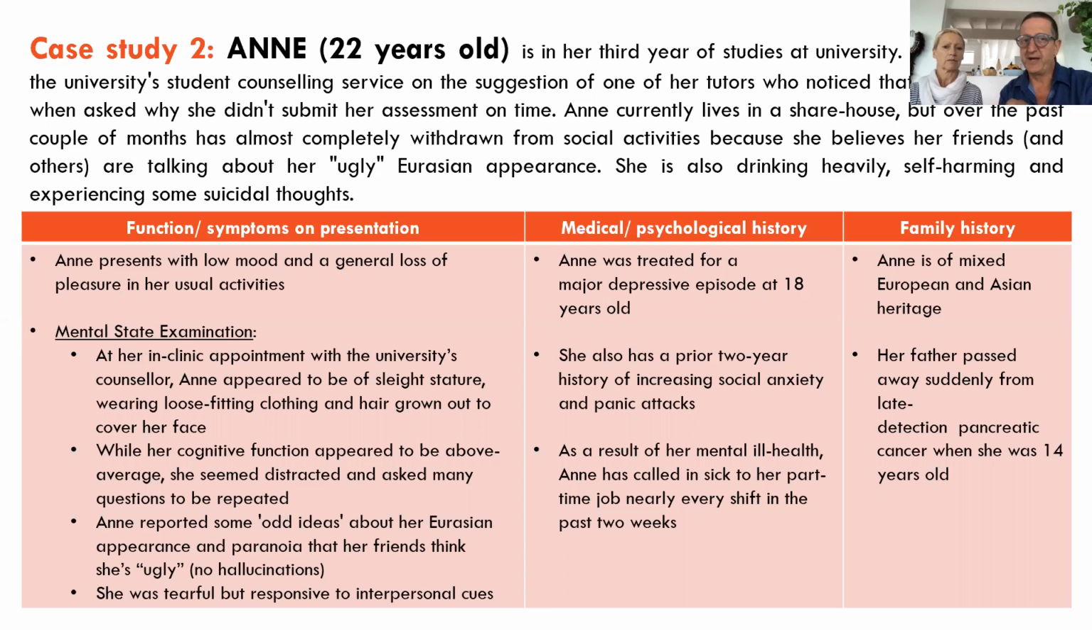Interesting in terms of her past, she's now 22, but she was previously treated for a major depressive episode at 18. So she's had a previous episode, at least, of a significant depressive disorder. She's got a prior 2-year history of increasing social anxiety and panic attacks. So again, there's some suggestion this has been going on for some period of time. Pretty typically, Liz, we do see people 2 or 3 years after school has finished with more severe disorders. Do you want to just comment on that presentation 2 or 3 years later?